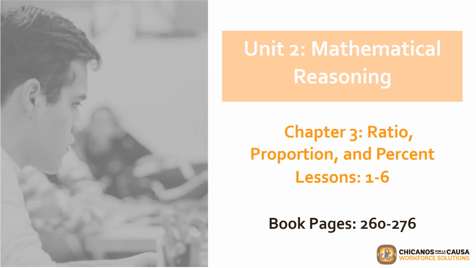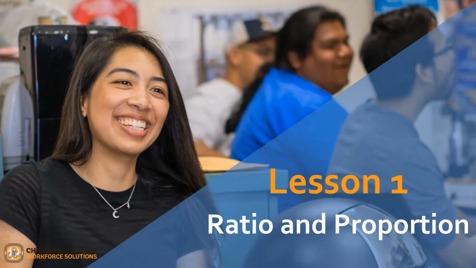We'll be starting our third video by covering Unit 2, Mathematical Reasoning, Chapter 3, Ratio, Proportion, and Percent. Chapter 3 will be covering lessons 1 through 6, starting on page 260 of the Kaplan book. So let's go ahead and begin. Let's begin with Lesson 1, Ratio and Proportion.